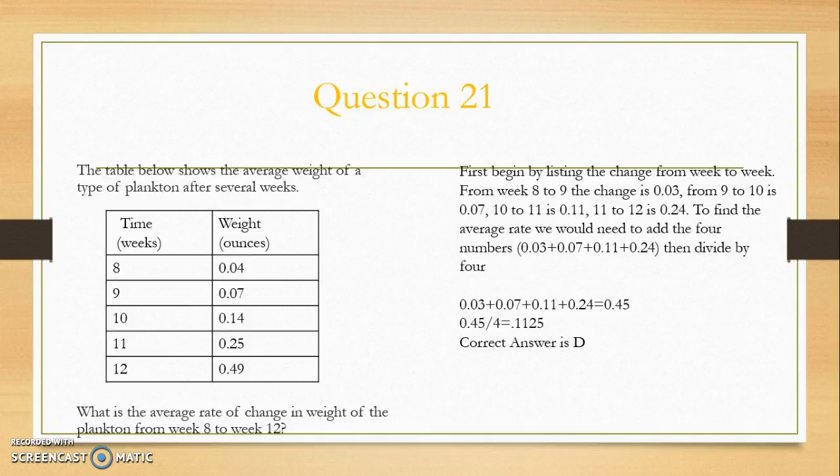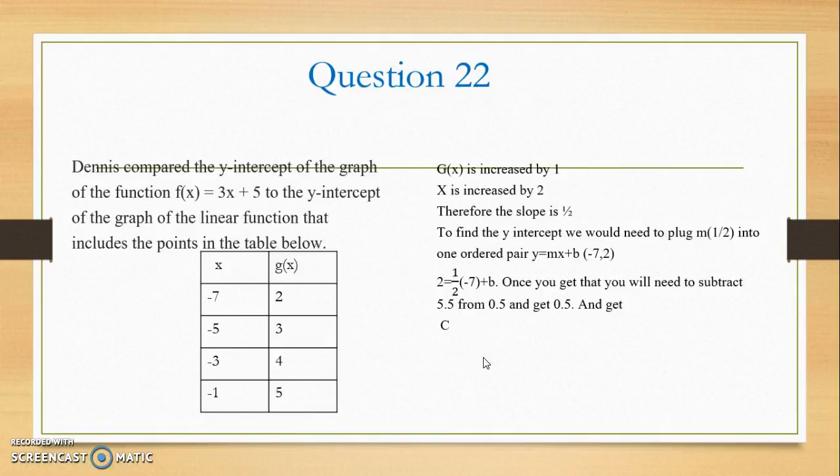What is the average rate of change in the weight of a plankton from week 8 to week 12? Okay, so these are the weeks and these are the ounces. So from week 8 to week 12, we can see the change. It goes up by 0.45 and it's already at 4. So the correct answer would be D.